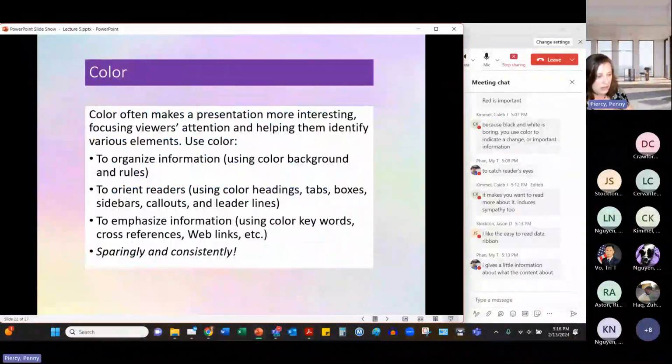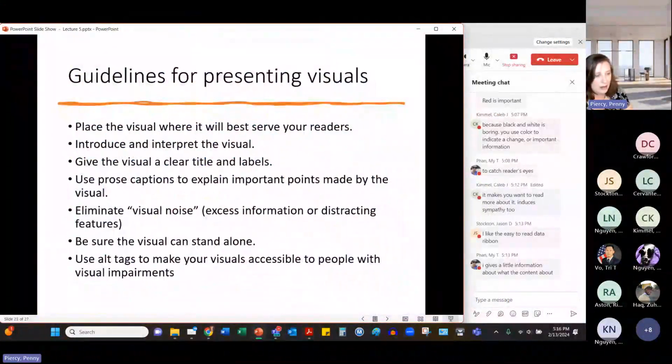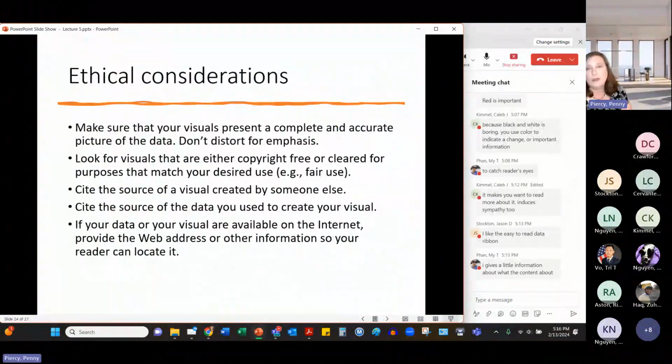So let's quickly just point out that when you are adding visual elements, it's very important to make wise choices, give your visuals labels, use alt tags for accessibility for anything that's going to be presented electronically or digitally. You want to be responsible with your use of visuals and not overdo it. You also want to be ethical with your choices.